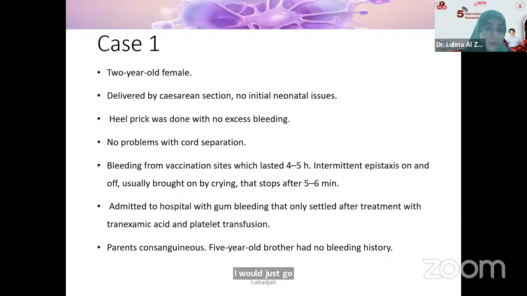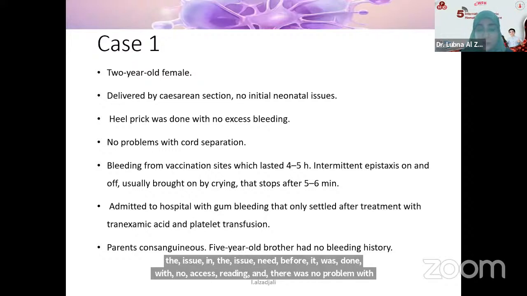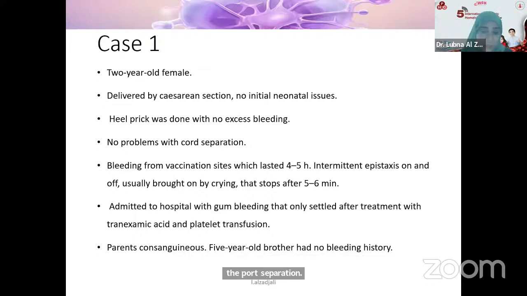We have a 2-year-old female who was delivered by cesarean section. No initial medical issue. Lead prep was done with no excessive bleeding, and there was no problem with the cord separation. However, she experienced bleeding from the vaccination site, which lasted 4 to 5 hours, with intermittent epistaxis on and off, usually brought on by crying.